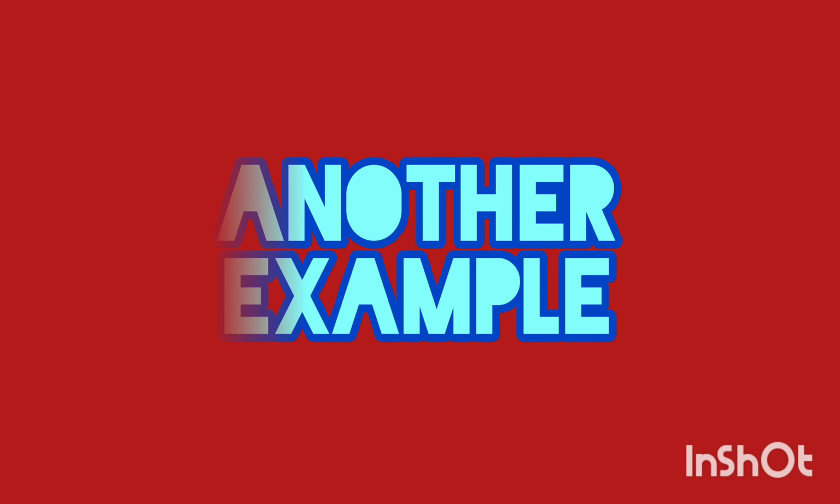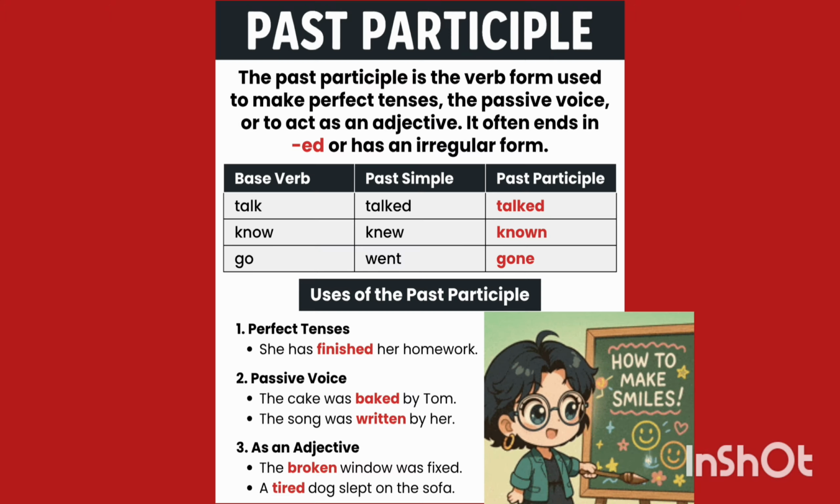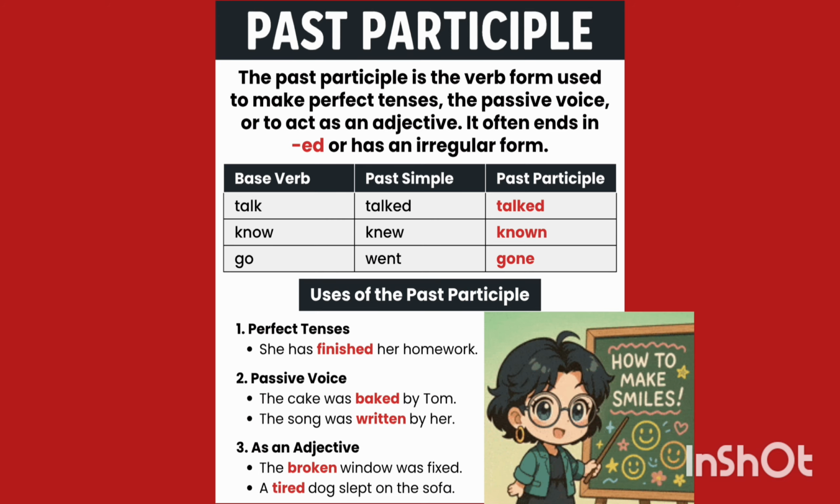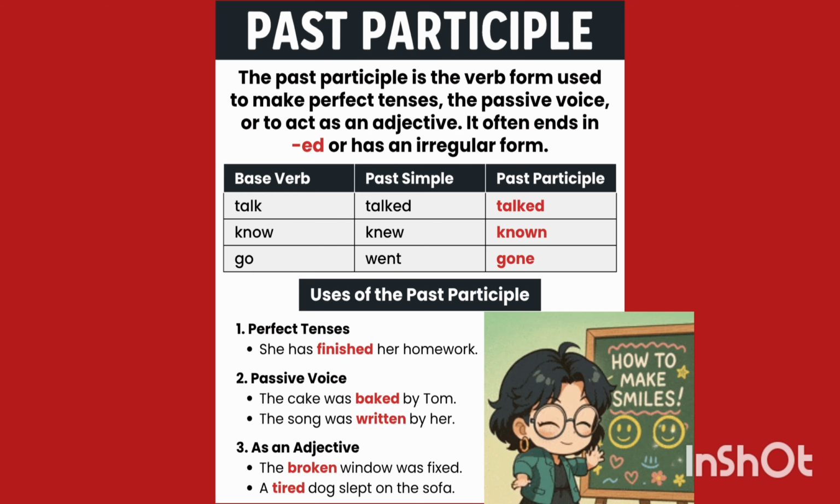Another example, the shining stars look beautiful. In this sentence, shining modifies the noun stars. Therefore, it is present participle. A past participle is usually formed by adding ed to regular verbs or by using the third form of irregular verbs. It is used to describe a noun and shows a completed action or state. For example, the broken window was repaired. Here, broken describes the noun window. It is not the main verb, so it is a past participle.